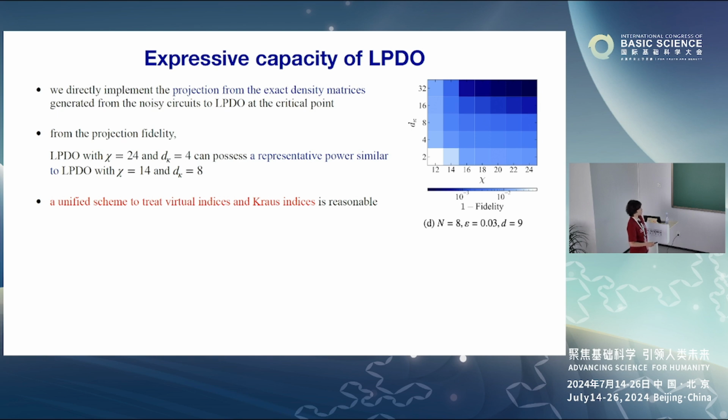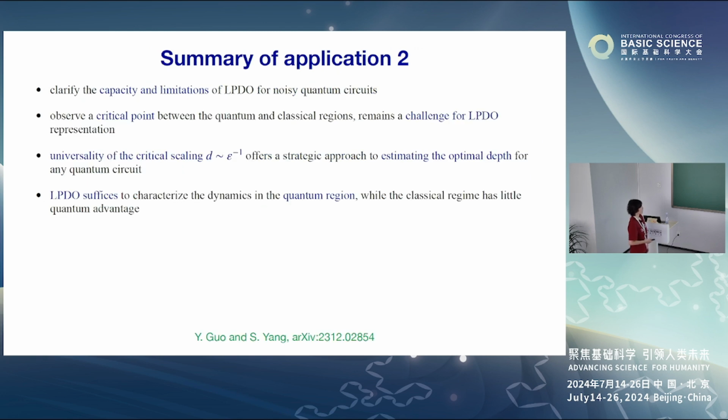So the difference between this and this is the different bond dimension of the inner bond and the vertical bond. So this means that chi equals 50. So this kind of scheme is quite reasonable. And the summary of the second part is that we have clarified the capacity and the limitations of this LPDO simulation of noisy quantum circuits.